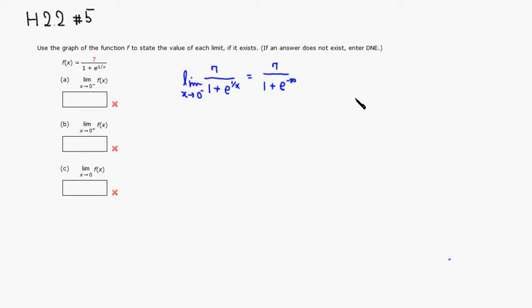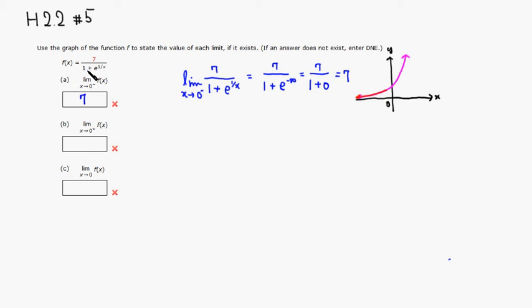If you can visualize the exponential function, say e to the x, it looks like this. And as x approaches negative infinity, we're heading that way, so you can see that the function value is getting closer to 0. So this is 7 over 1 plus 0, which gives you 7. So the answer for this one is 7.